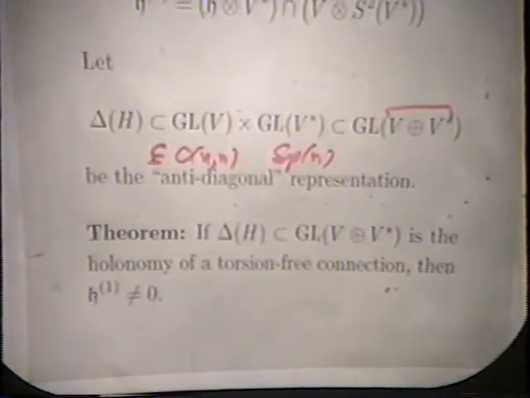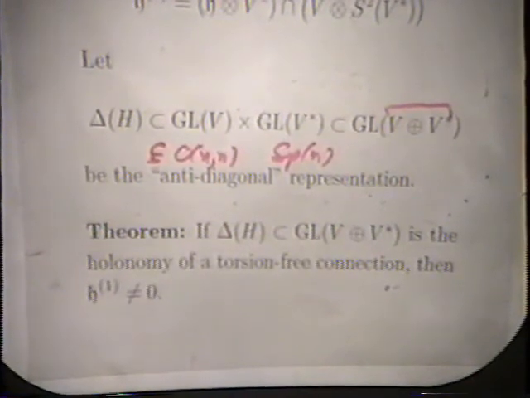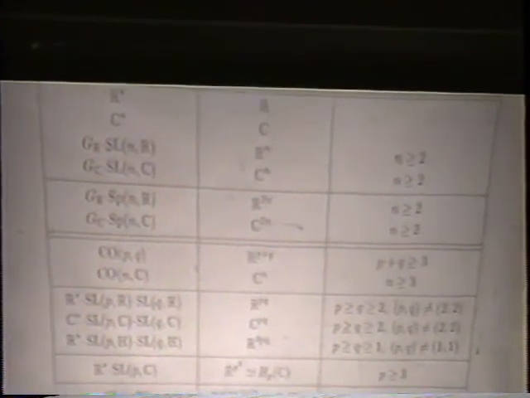Now, coming close to the end here. Now, that raises the question, how many such things are there? And here's the irreducible list. It was essentially compiled by Cartan, although he only did the complex case, and he missed a few. He missed these two down here. But he had the others.